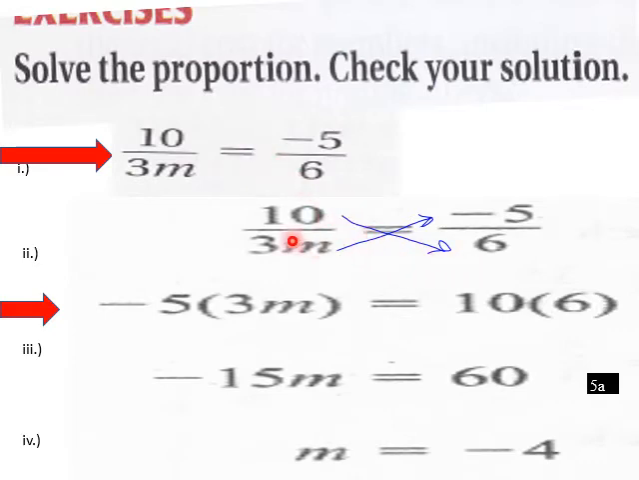10 times 6 equals 3m times negative 5. We have negative 5 times 3m equals 60. Negative 15m equals 60. Then m will equal negative 4.